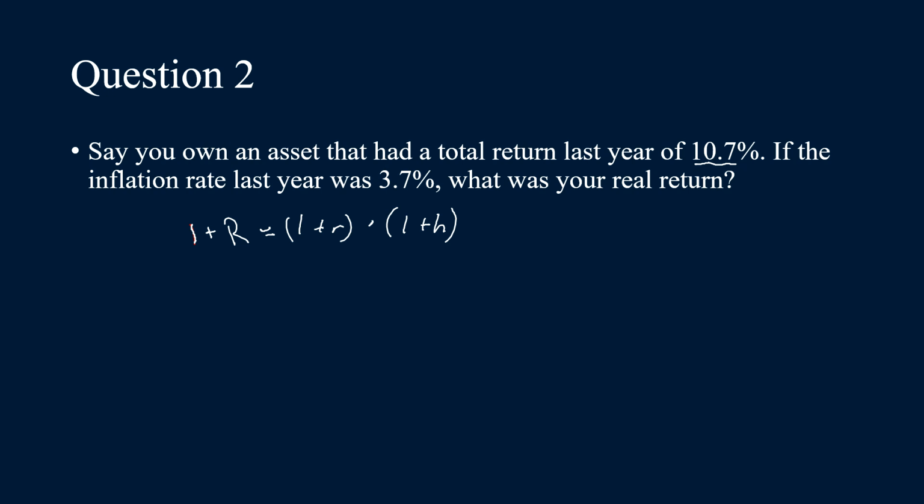So that's going to be 1.107. All right, and it's the real rate of return that we're asking for. So we don't actually know what that is. So we're just going to put 1 plus r. And then we have our inflation rate. And the inflation rate was 3.7%. So we have 1.037.